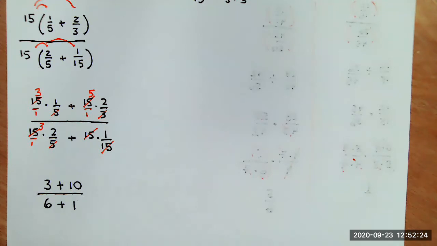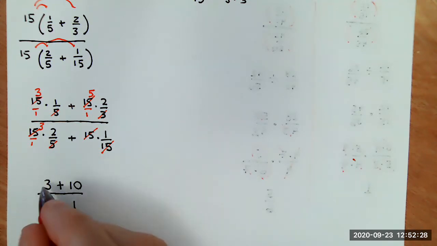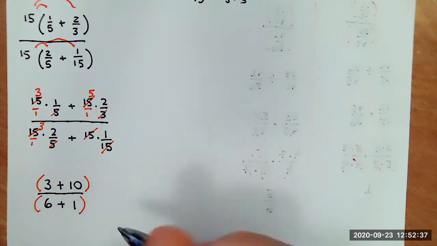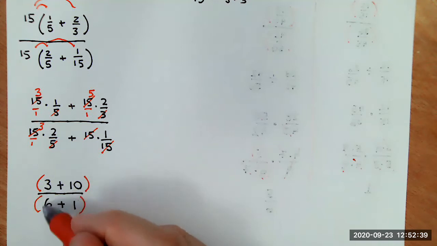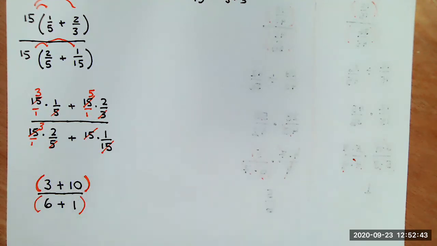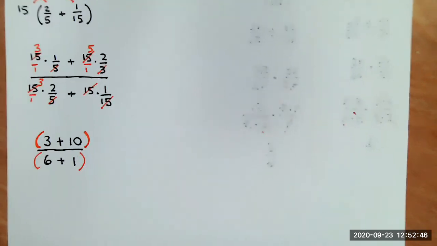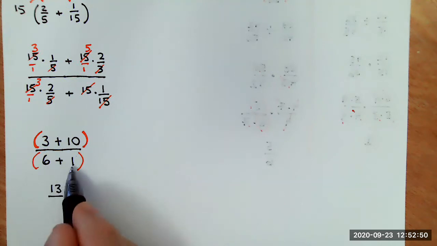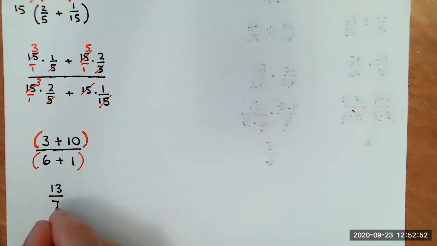Then remember from way back in chapter 1, when you have operations in the numerator and operations in the denominator, you have to simplify those first. So you might be tempted to reduce the 3 and 6, but you have to do this addition first. So we get 3 plus 10 is 13 over 6 plus 1, which is 7.